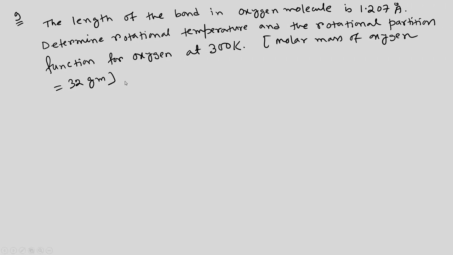So, it is pretty straightforward. It says the length of the bond in the oxygen molecule is 1.207 angstrom. Determine the rotational temperature and the rotational partition function for oxygen at 300 Kelvin. And the information provided is that the molar mass of oxygen is 32 gram.